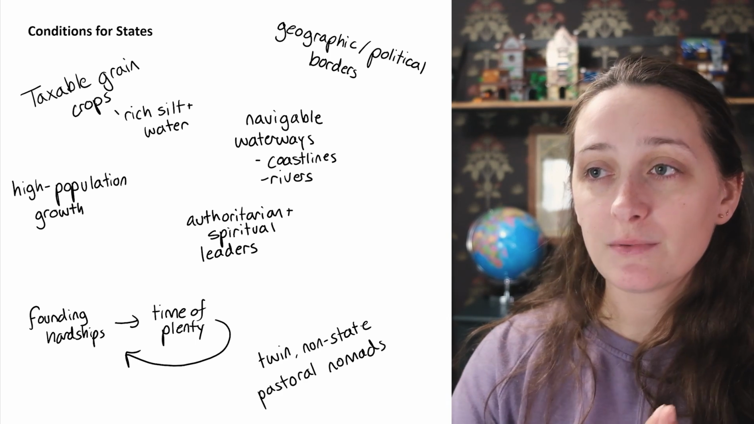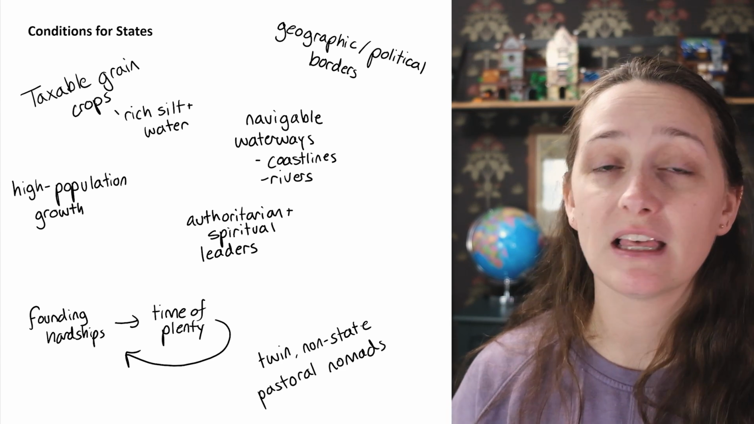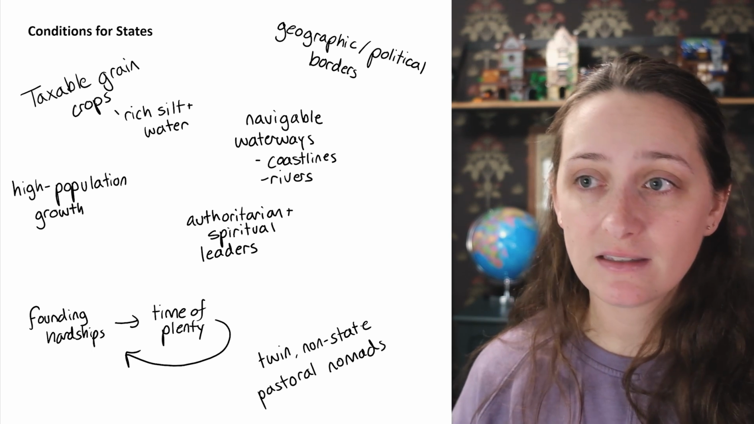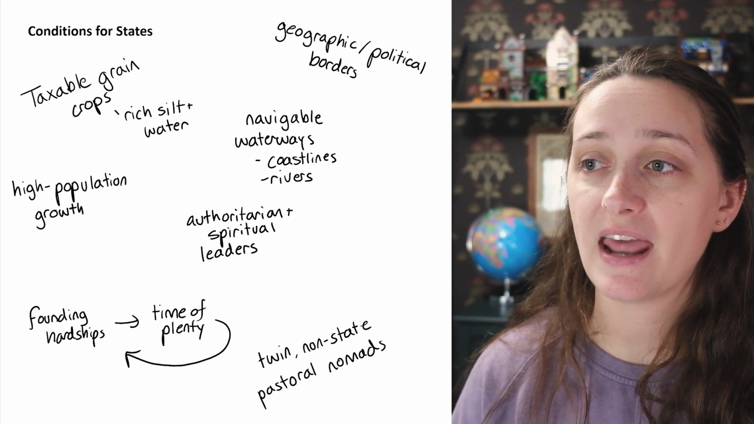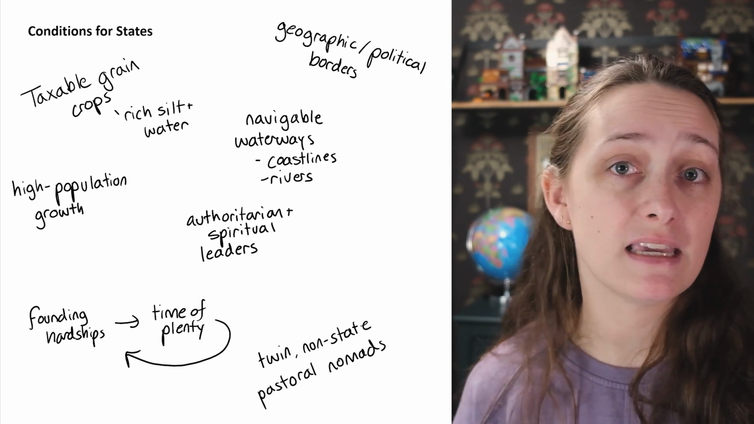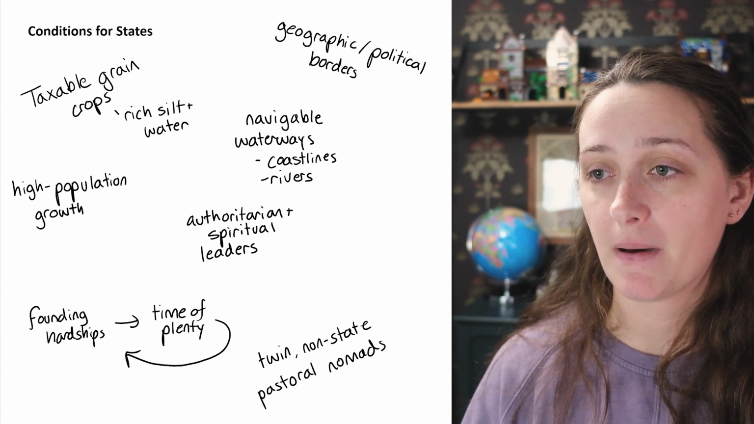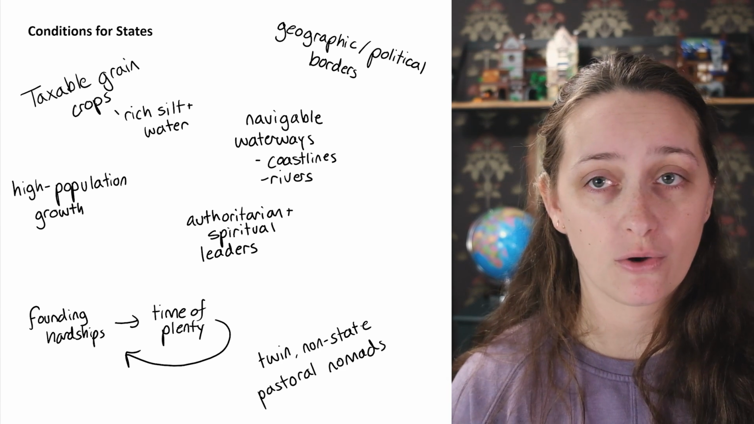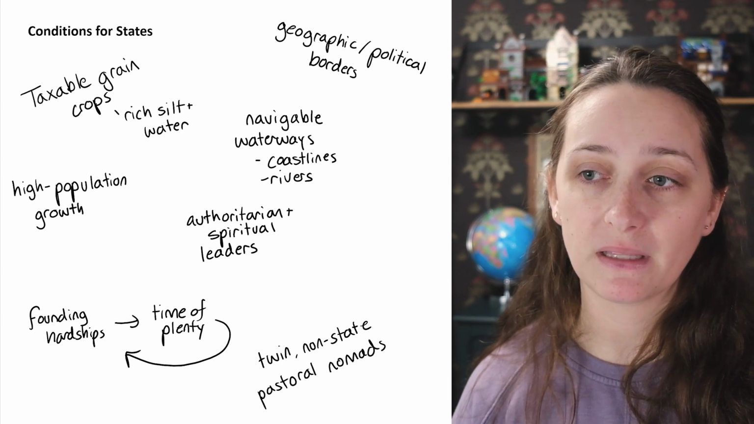So, taxable grain crop that could be grown efficiently in the given environment, or other form of taxation like corvée labor, meaning rich silt and plenty of water. Alluvium was the best. Time of plenty, where population relied on a particular form of subsistence and then had their commitment reinforced in more difficult times, where there are fewer alternative subsistence options, the agricultural trap. Geographic or political borders that prevent the easy escape of the population, or they could build walls. Easily navigable waterways, such as rivers or coastlines. Sufficiently authoritarian leadership as to control and confine the population.